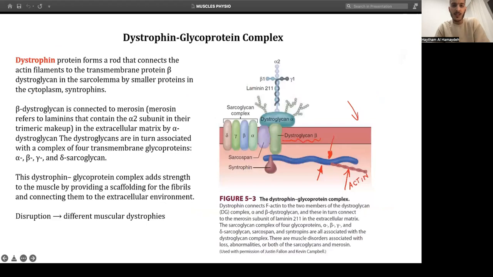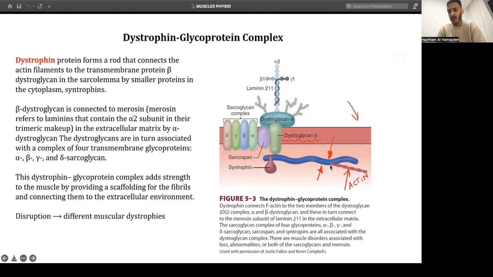And here, this is a complex that is very important because what this complex does is it gives a more stabilizing function. It's called the dystrophin glycoprotein complex. And so what we're seeing here is that everything that you see starting from the blue rod with this part right here, up here, all of this is the dystrophin glycoprotein complex.